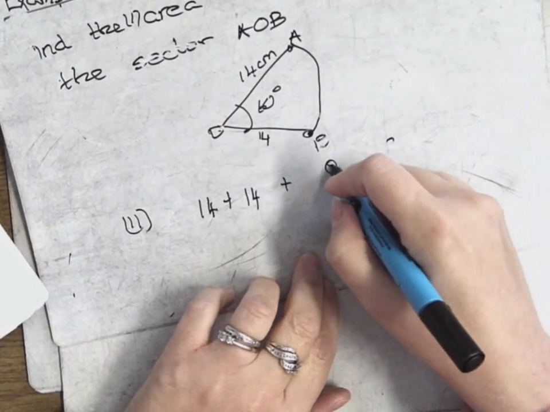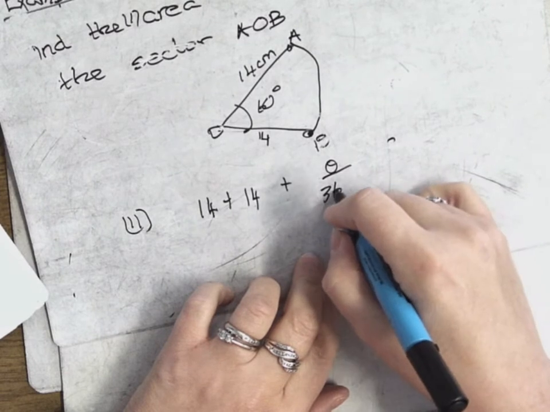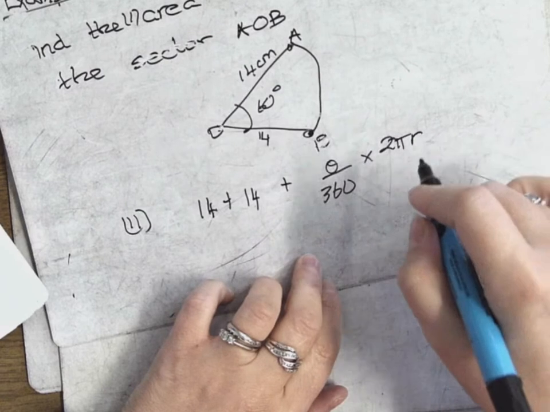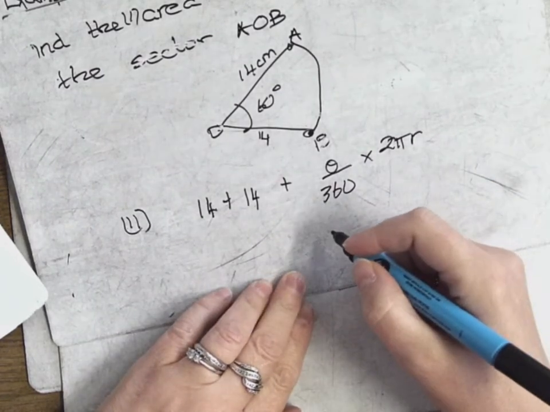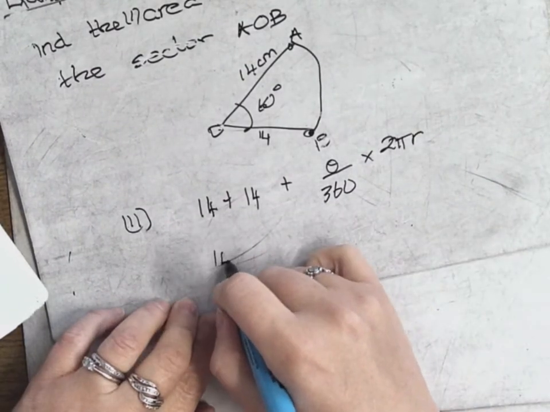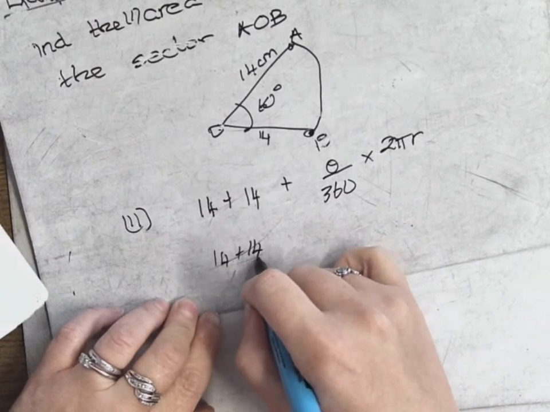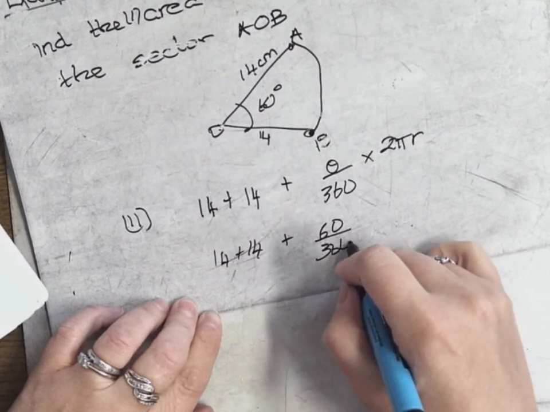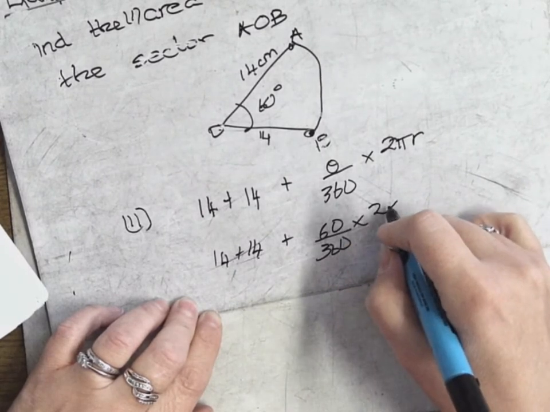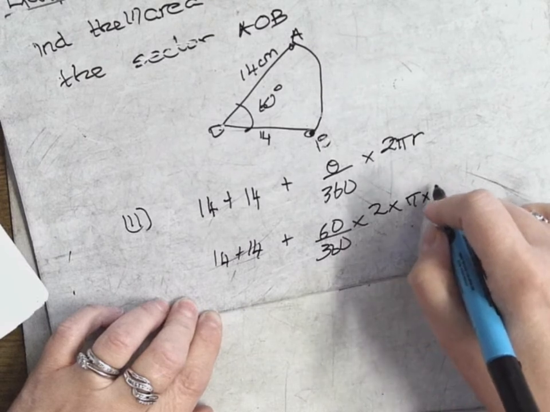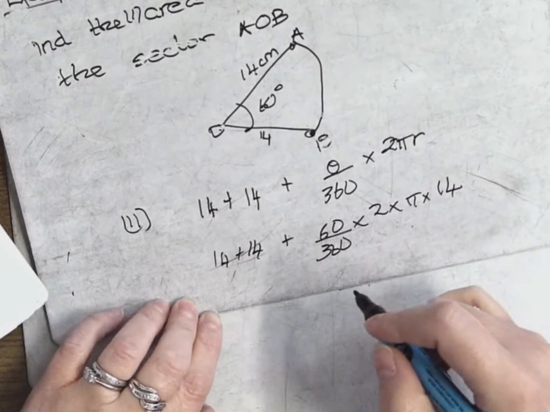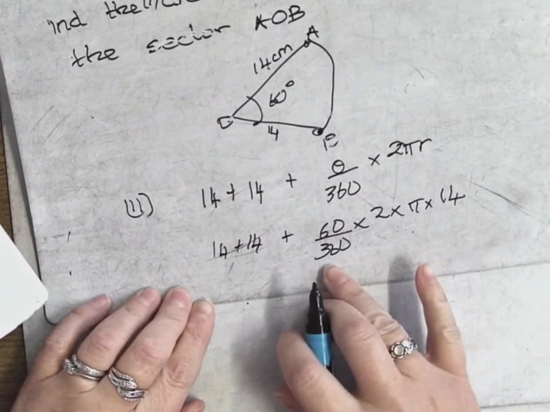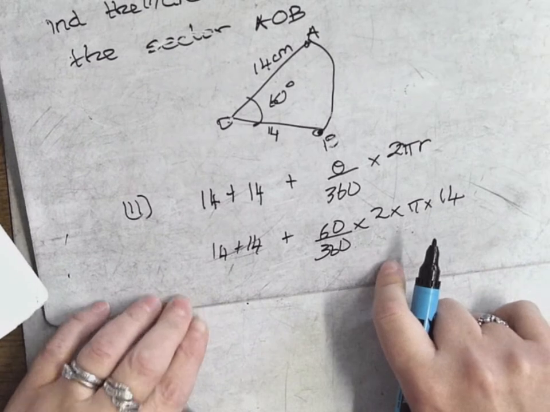So that would be theta over 360 multiplied by 2 pi r, right? And I'll show you where it is in the log table. It's in one tick. So that would be 14 plus 14 plus 60 over 360 multiplied by 2 multiplied by pi multiplied by 14, right? And you can type that as you see it into the calculator, the whole line. You don't even have to do this bit on its own, just do the whole line.